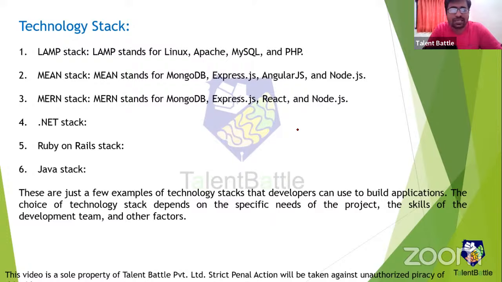Then Ruby on Rails and Java. Basic Java web development, you can consider core Java, advanced Java. Apart from that, you have the Python Django stack also, where the MVC architecture will come with the Django framework. So for every language and its sufficient availability of frameworks, you can combine them and create a technological stack.